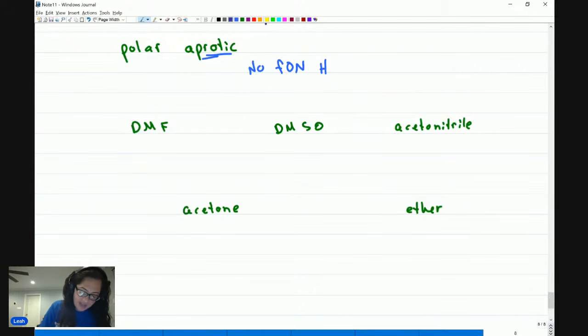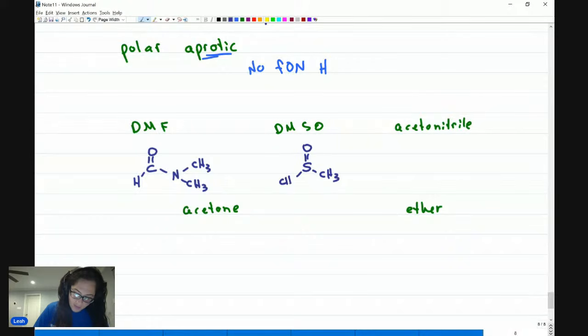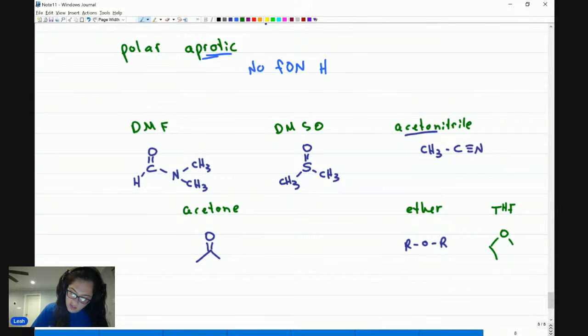DMF is dimethylformamide. Form is a single carbon. Methylamide is a nitrogen with CH3 and a hydrogen. DMSO is dimethyl sulfoxide. So I'll draw the sulfoxide with a dimethyl. Acetonitrile, aceto tells you 2 carbons with a nitrile. So that's a C-triple-N right there. Acetone is just a 3-carbon ketone. And ether could be anything that is ROR, but THF is a very common one that shows up. Tetrahydrofuran is just a cyclic ether.